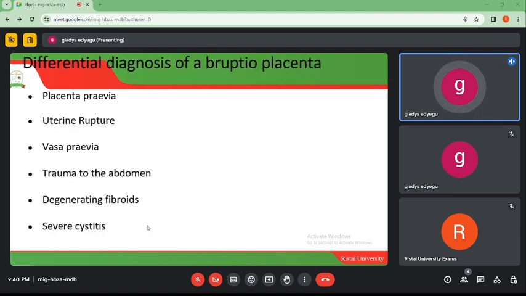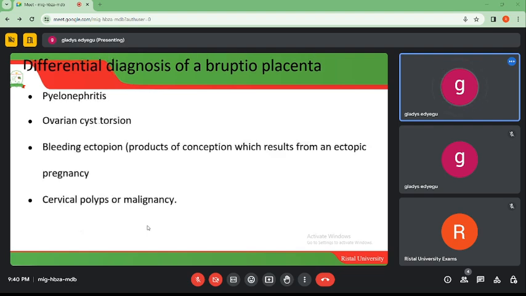Then what are the differential diagnoses of abruptio placenta? There are differential diagnoses that can be mistaken for placenta abruptio. We talk about placenta previa, uterine rupture, vasa previa, trauma to the abdomen, degenerating fibroids, and then severe cystitis. These can be mistaken for abruptio placenta, and yet it may not be abruptio placenta, but they can also present almost in a related way to abruptio placenta.